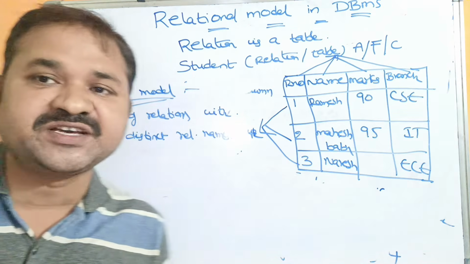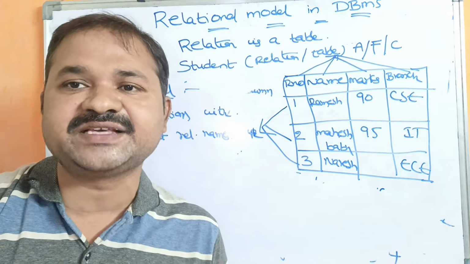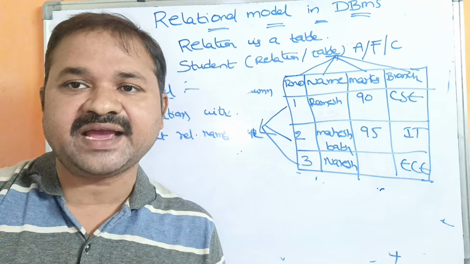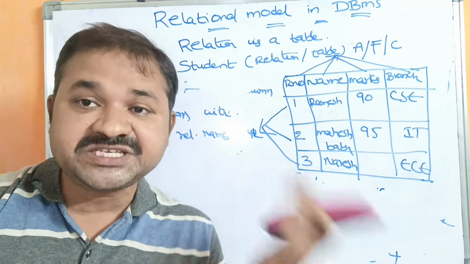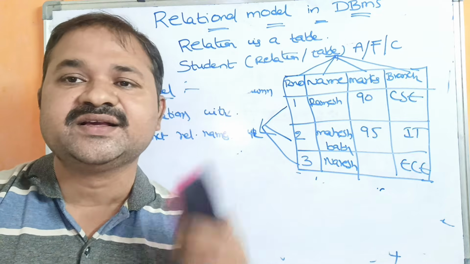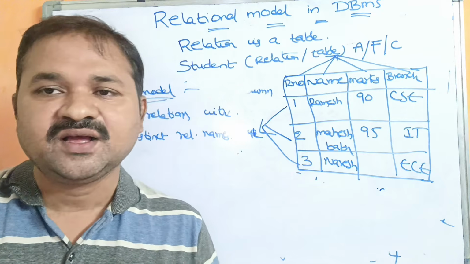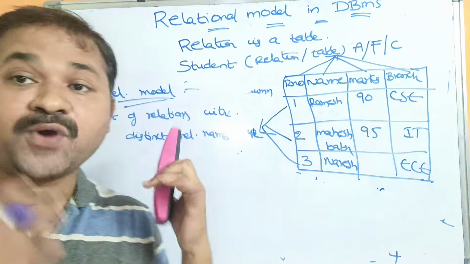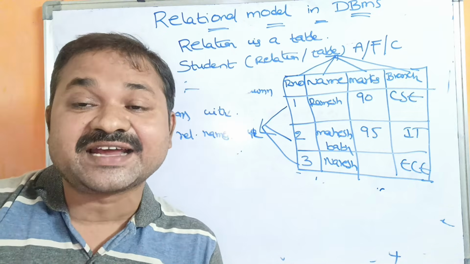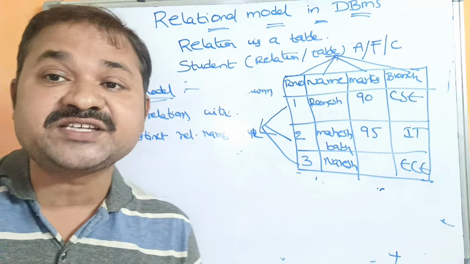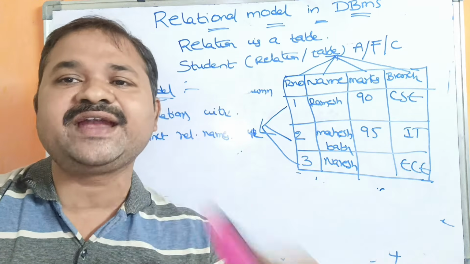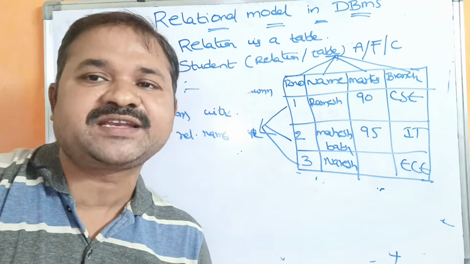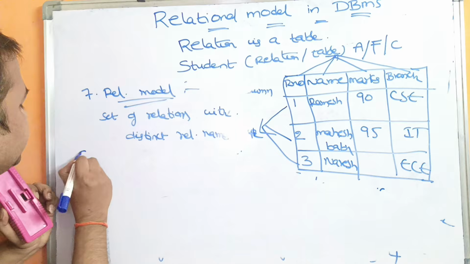If you take a university, in the university database we will have several relations like student relation, faculty relation. Again, in faculty we will have 2 types: teaching faculty, non-teaching faculty, subject relation, marks relation. Likewise, we can have several relations. So that is nothing but relational model, a collection of relations with different relation names. Okay, now let us see the next one.